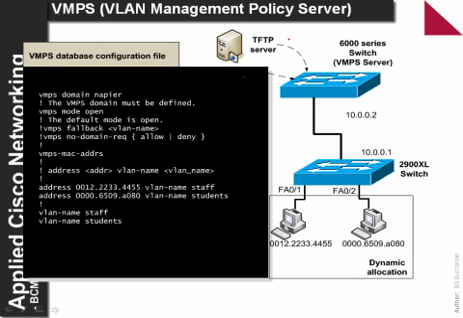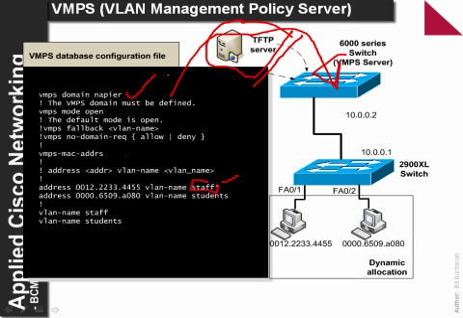On the VMPS server, we typically have our configuration on a TFTP server, and when the machine is booted, it loads up the VMPS file, defines the domain, and then defines the mapping of, in this case, the VLAN name staff is allocated to this IP address, this MAC address, and students is allocated to this MAC address. So in this way we can allocate our VLANs in terms of a VLAN name.